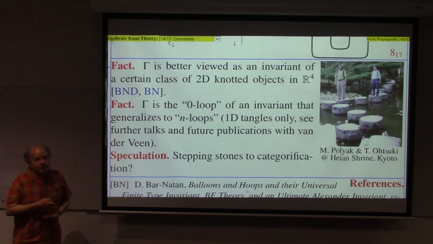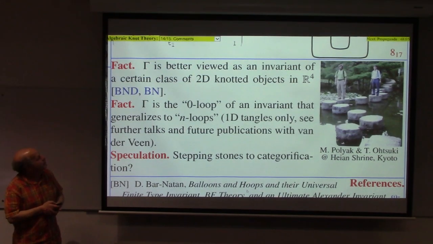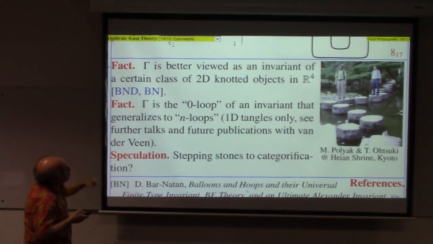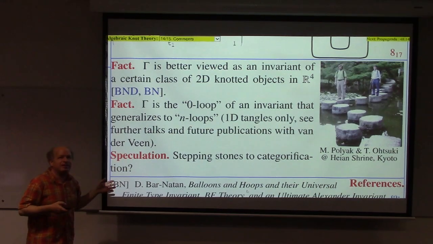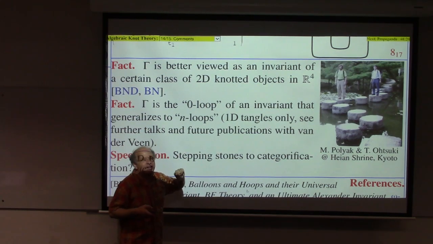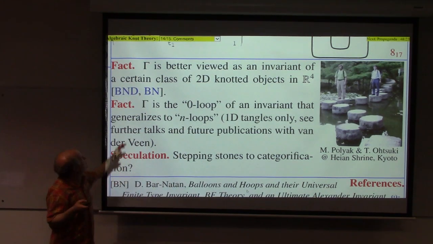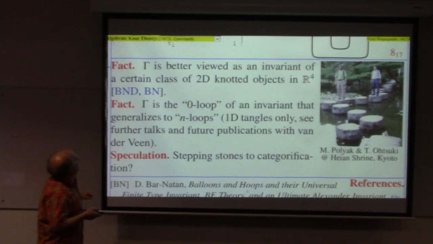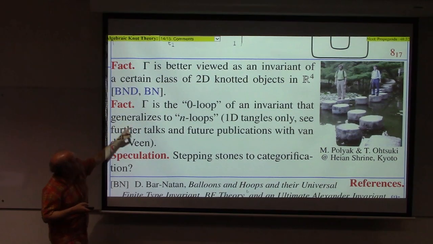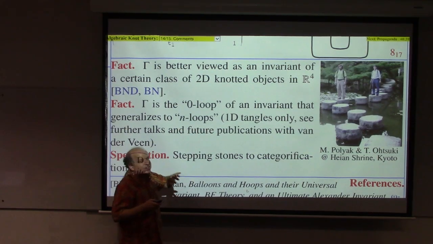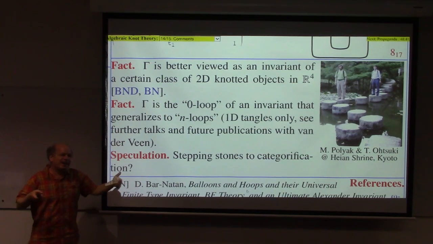I'm really out of time, so I'll end with just several facts and speculations. First of all, this particular invariant is actually better viewed as an invariant of two-dimensional knotted objects in R4. I'm not going to tell you much about it, but it's very closely related to my work with Zhujana sitting over there. And another fact is that this invariant is the zero-loop part, whatever that means, of an n-loop invariant, which, with luck, I will be able to explain later in my 2 months here.